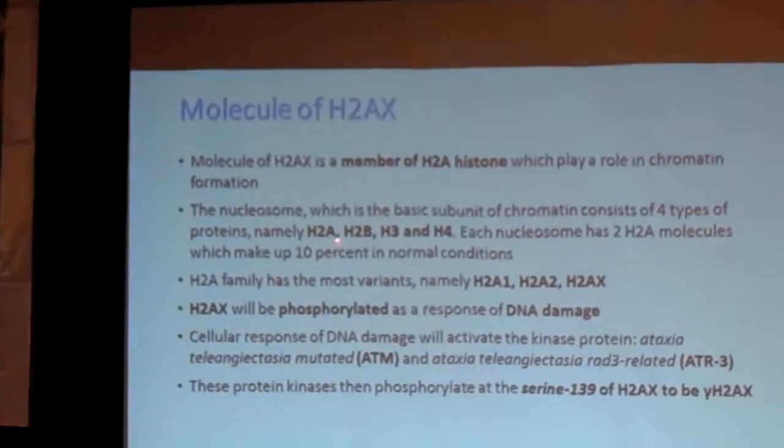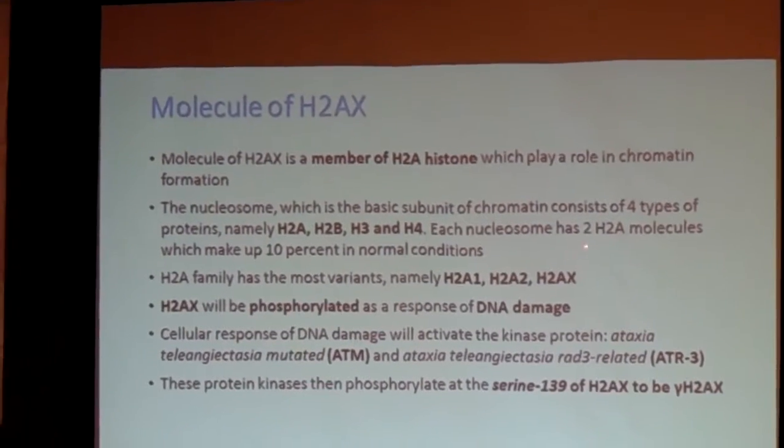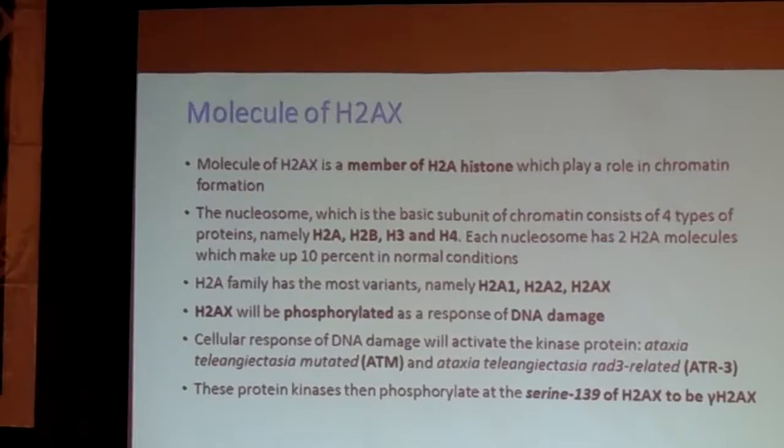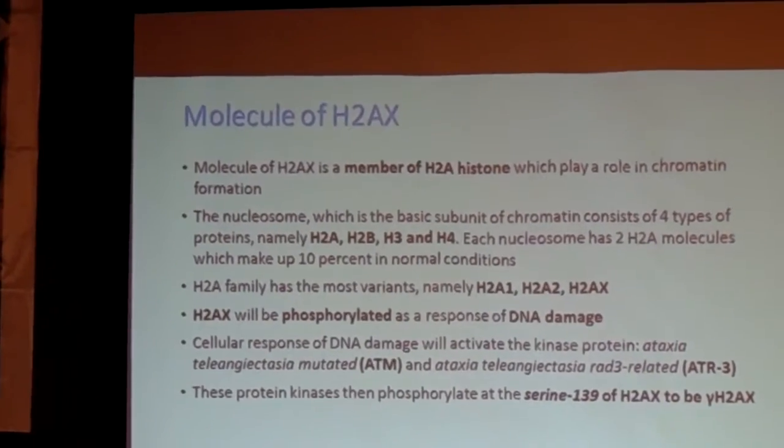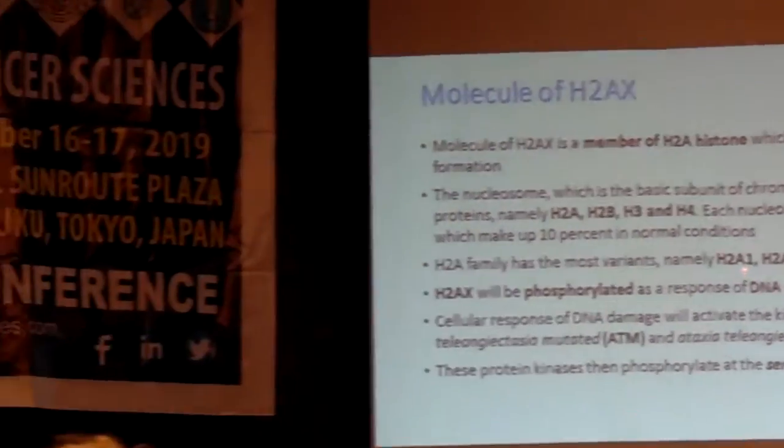H2AX is a member of the H2 histone family, which plays a role in chromatin formation. The nucleosome, which is the basic subunit of chromatin, consists of 4 types of protein, namely H2A, H2B, H3, and H4. Each nucleosome has 2 H2A molecules, which make up 10% in normal condition. The H2A family has the most variants, namely H2A1, H2A2, and H2AX, that we study now.